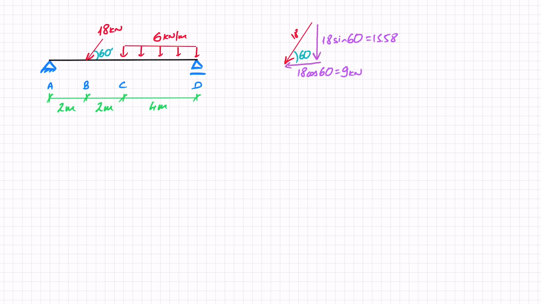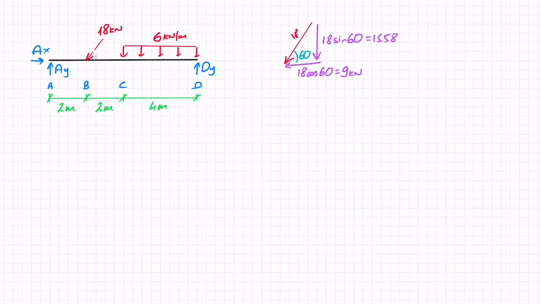I also know that I've got a pin support, so I can replace that with two forces, AY and AX. And at D, I have a roller support, which I will replace with one force, DY. I'm also going to, for my free body diagram, replace that 18 kilonewtons with the two components, just to make it easier for me to figure out where there's axial load and where there's shear load. So let's quickly do that as well.